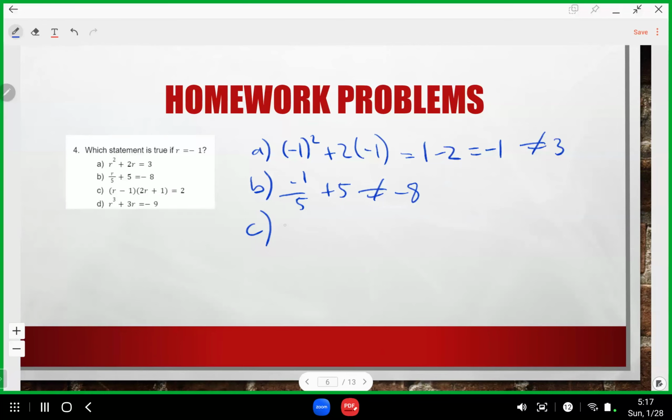So let's see here. Negative 1 minus 1 over 2, negative 2 plus 1. As you can see, we have negative 2 times negative 1. So we have positive 2, which is correct. Now let's just check D. This is just negative 1 cubed minus 3, which does not equal negative 9. So as you can see, C is the correct answer.